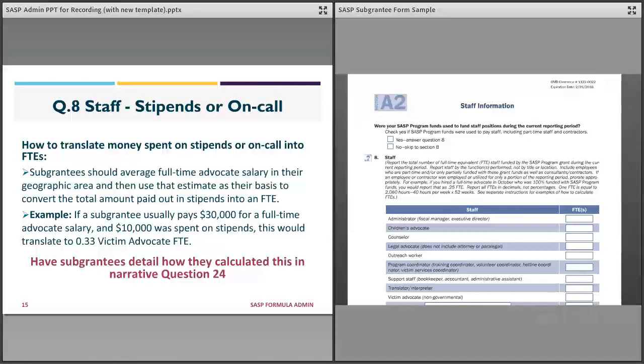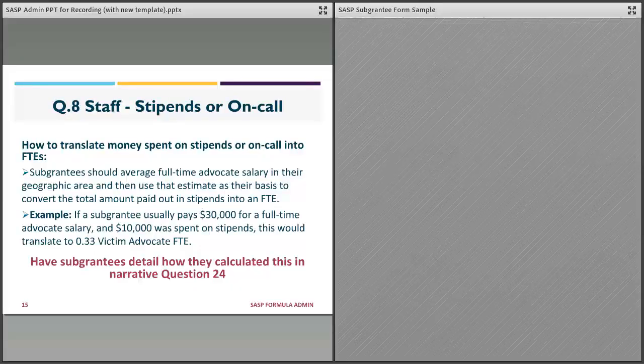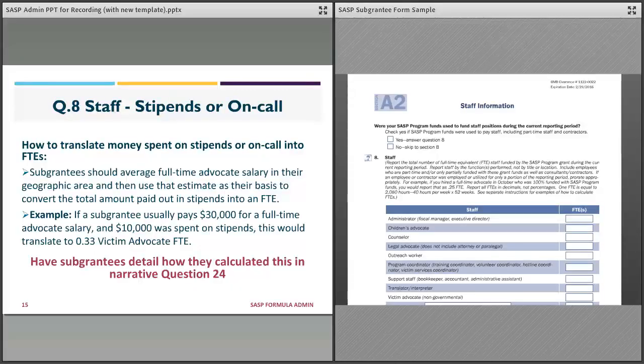Details on how FTEs are calculated in this case should be detailed in the last question on the form, question 24. It's important to review the subgrantee's goals and objectives to determine if the subgrantee prorated staff FTEs appropriately. For example, if the subgrantee is reporting a full-time advocate, but only half the advocate's salary is paid for by SASP funds, that position should be prorated. There is another example on this slide for how to prorate or estimate an FTE value.